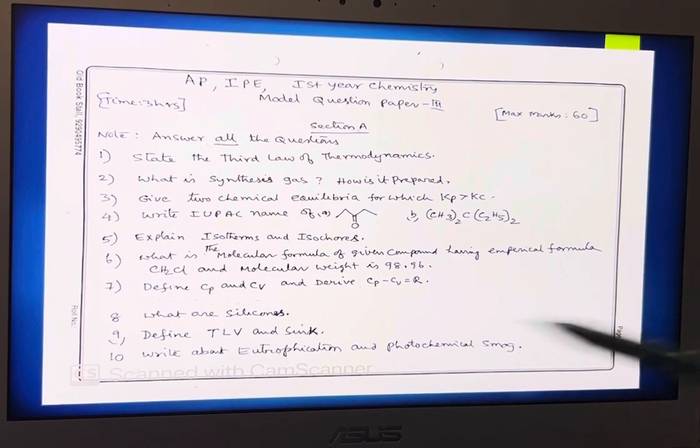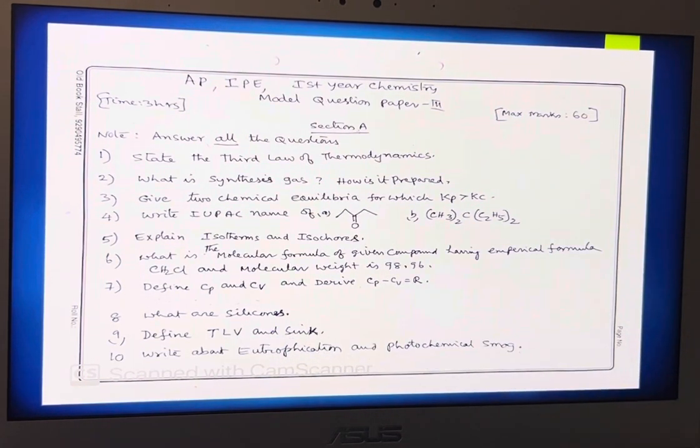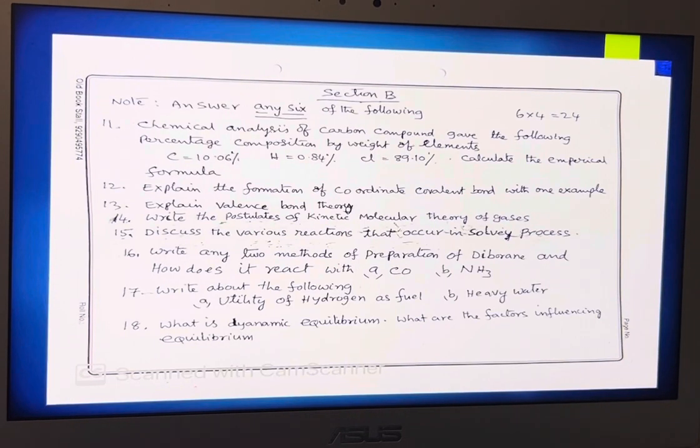What are silicones? Define threshold limit value and sink. Write about eutrophication and photochemical smog. There is no choice, all questions you have to answer. Section B, answer any 6 questions. Each question carries 4 marks, 6 into 4, that is equal to 24.